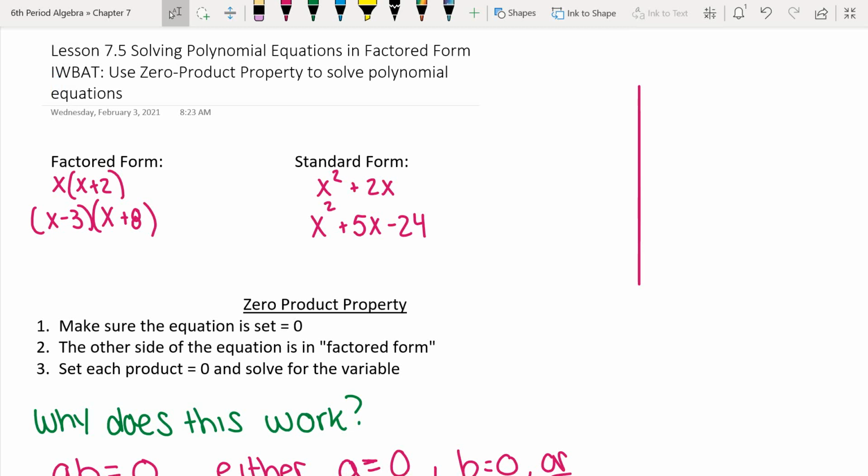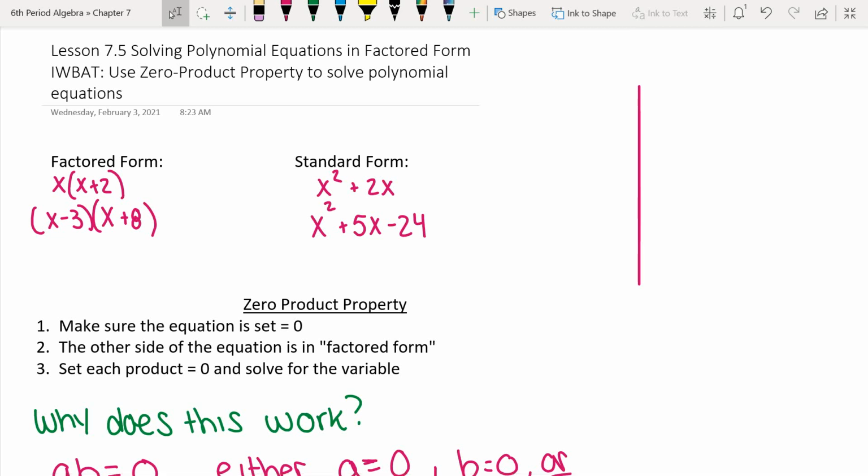We are now on section 7.5. So get out your notebook, get out a piece of paper, wherever you're going to be doing your notes today. Please title it 7.5. We're moving on to solving polynomial equations in what's called factored form.